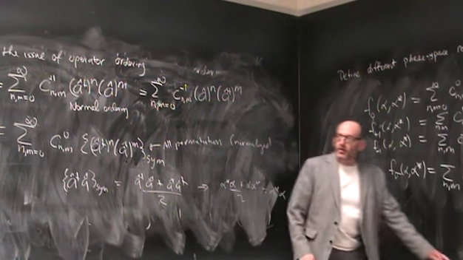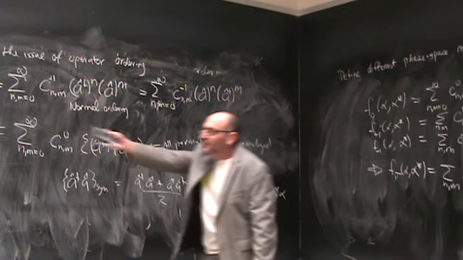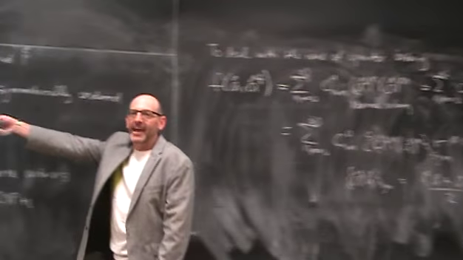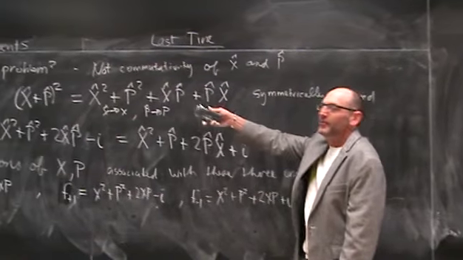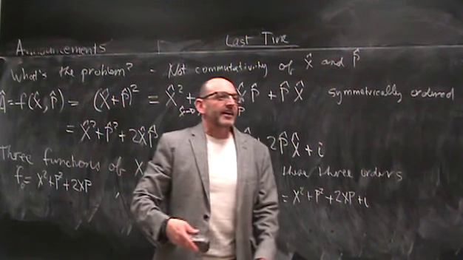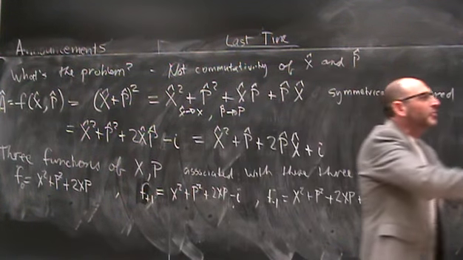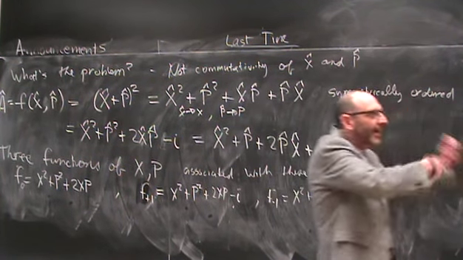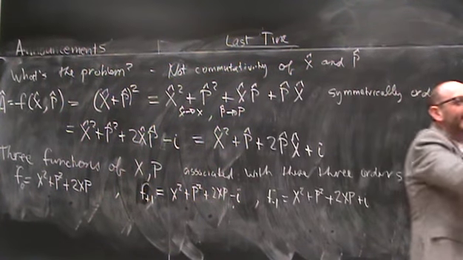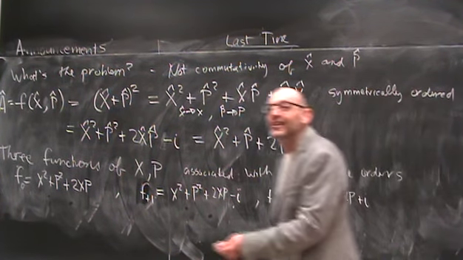In principle, we could do this with the A's and A daggers, right? Whatever the function is, write it out in some polynomial and commute all the A daggers, commute all the, and yeah. No, we're not going to do that.